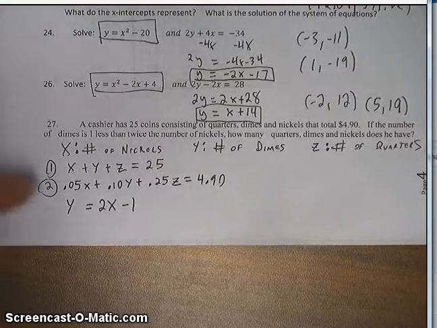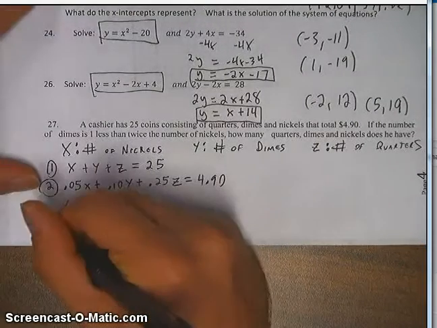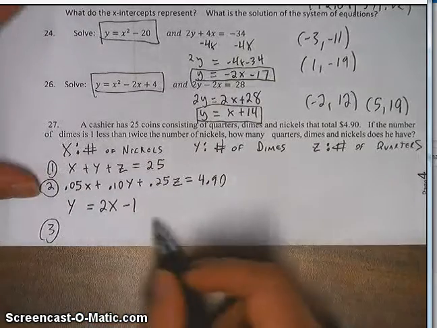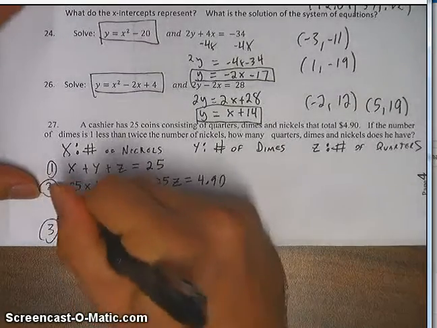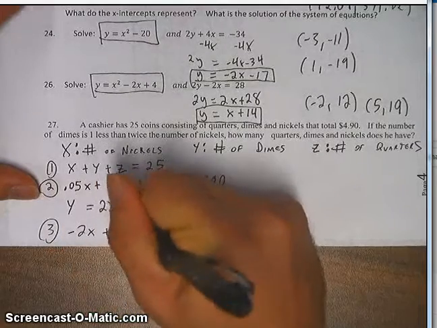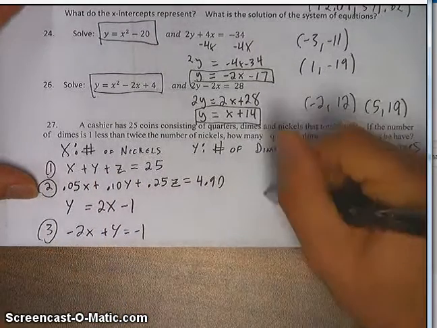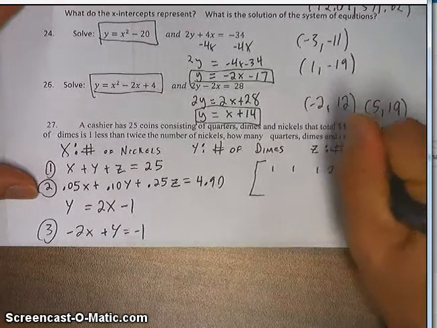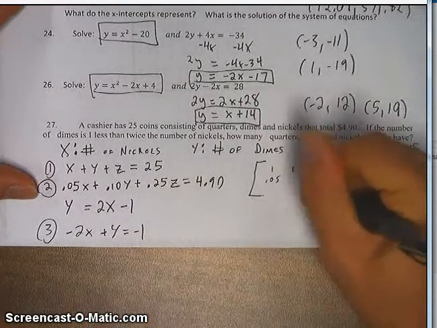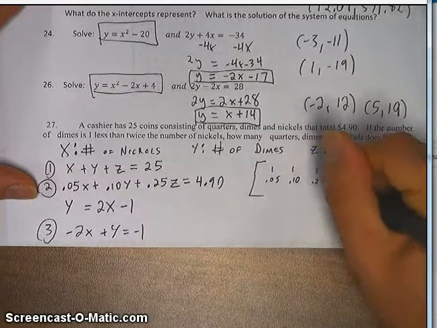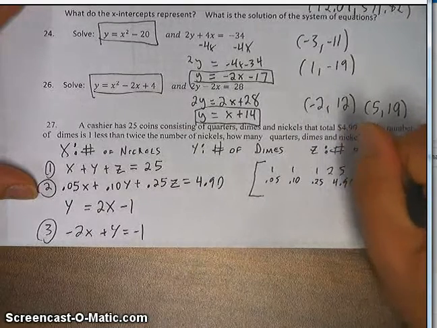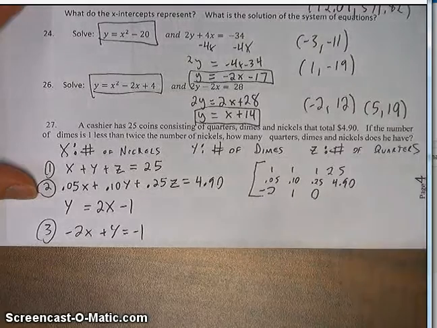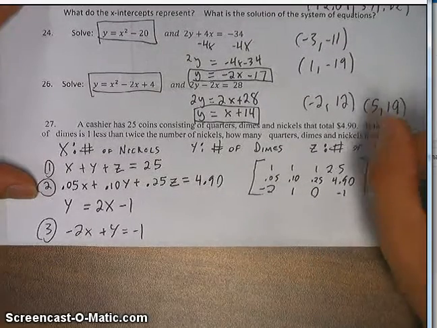But this is not standard form, so before I can type it into an augmented matrix, I need to go ahead and get it in standard form. And I'm going to do that by subtracting 2x. This will be negative 2x plus y equals -1. So now I can write the matrix 1, 1, 1, 25, 0.05, 0.10, 0.25, and 490. And then this last one's -2, 1, 0, because there's no z, and -1.